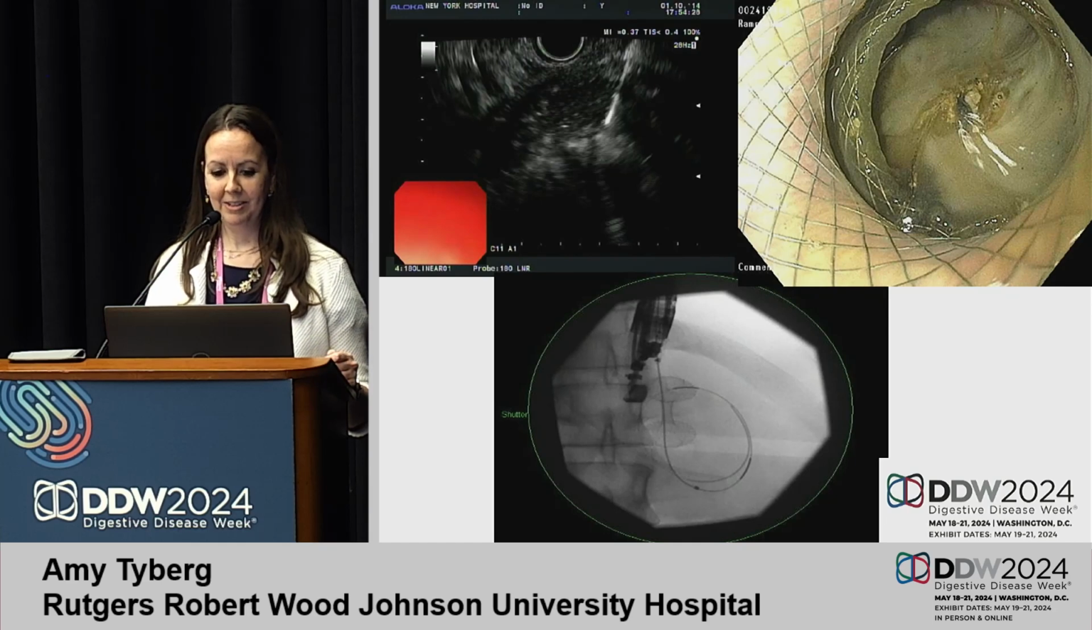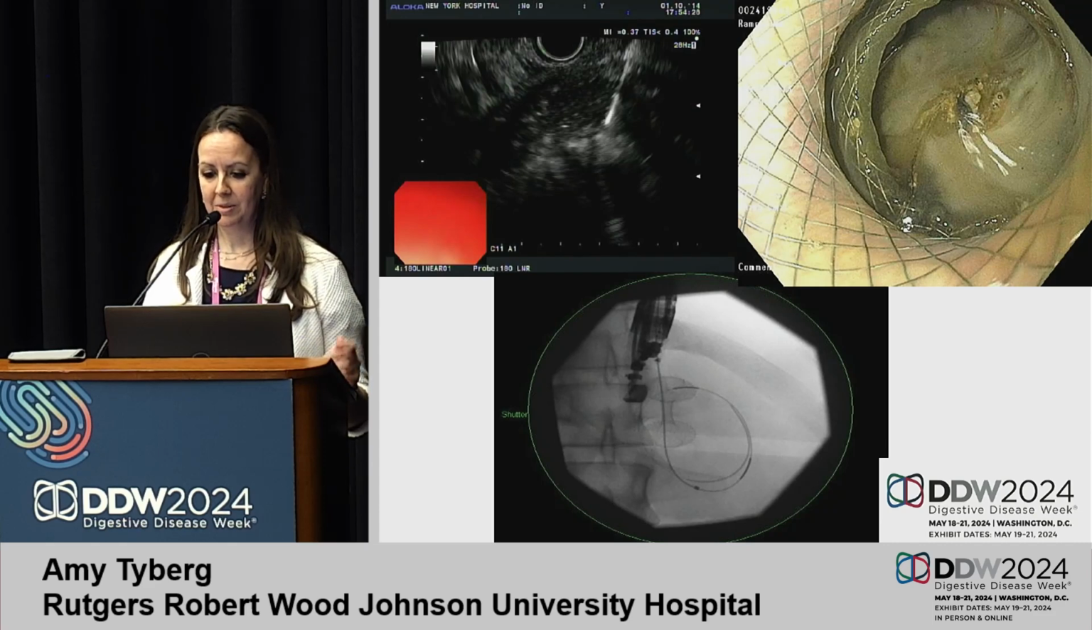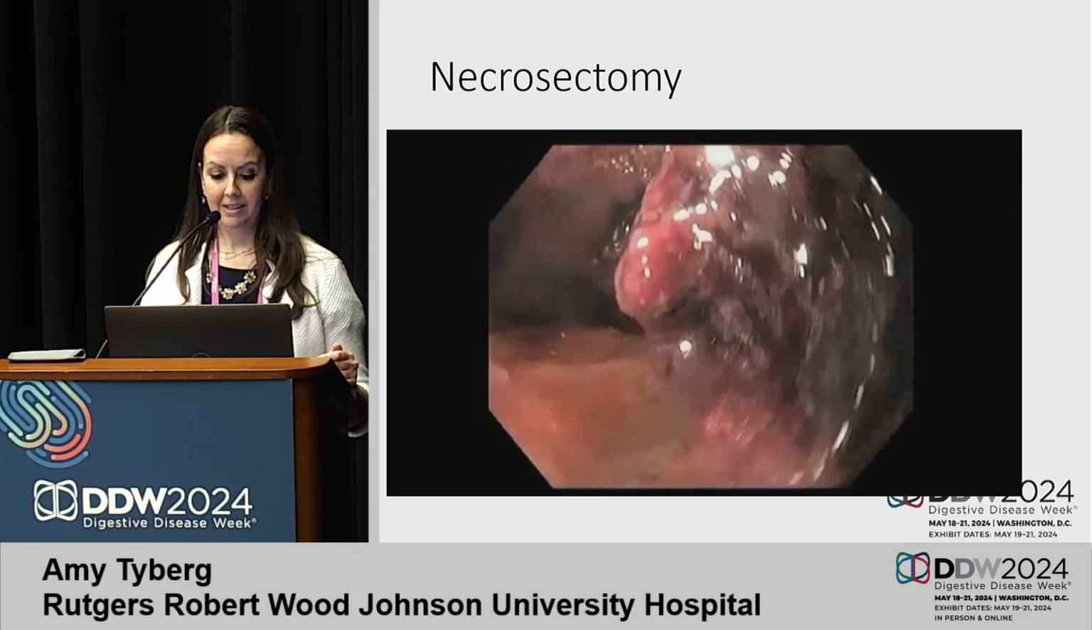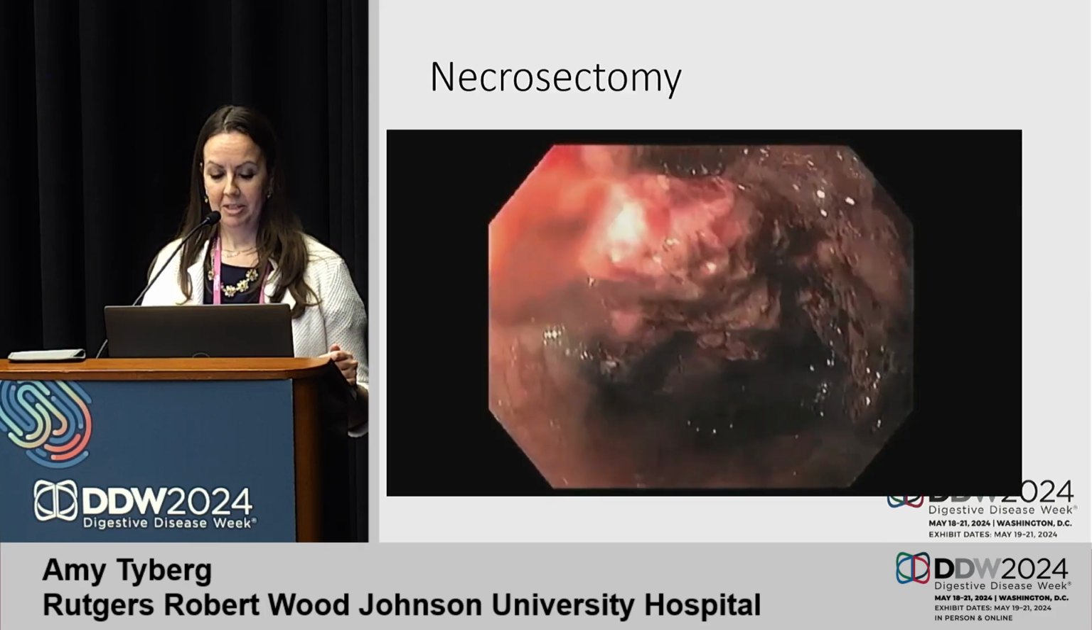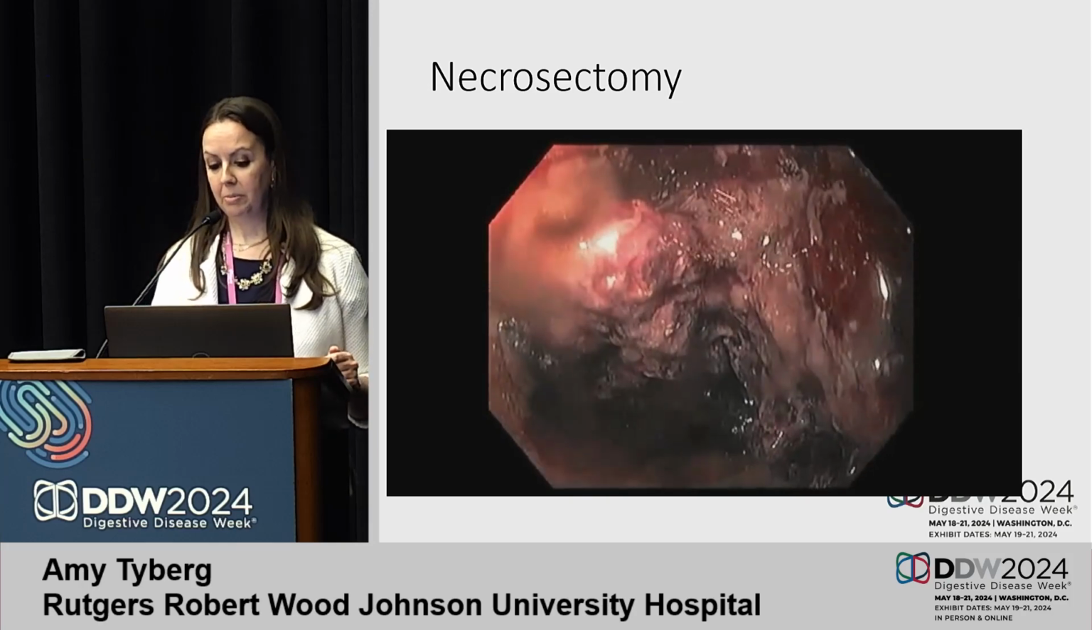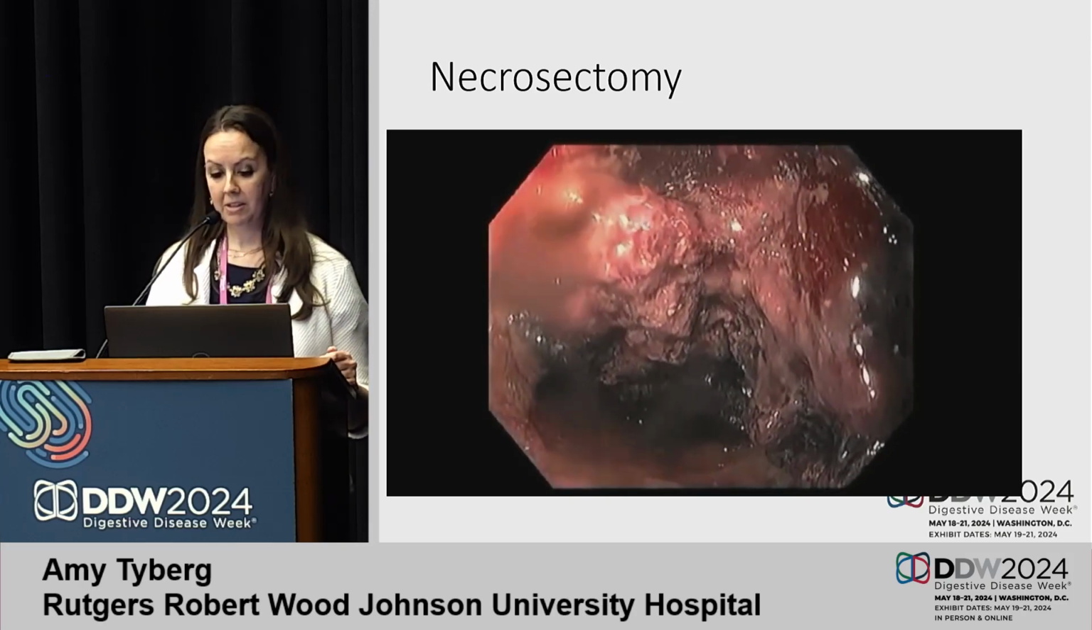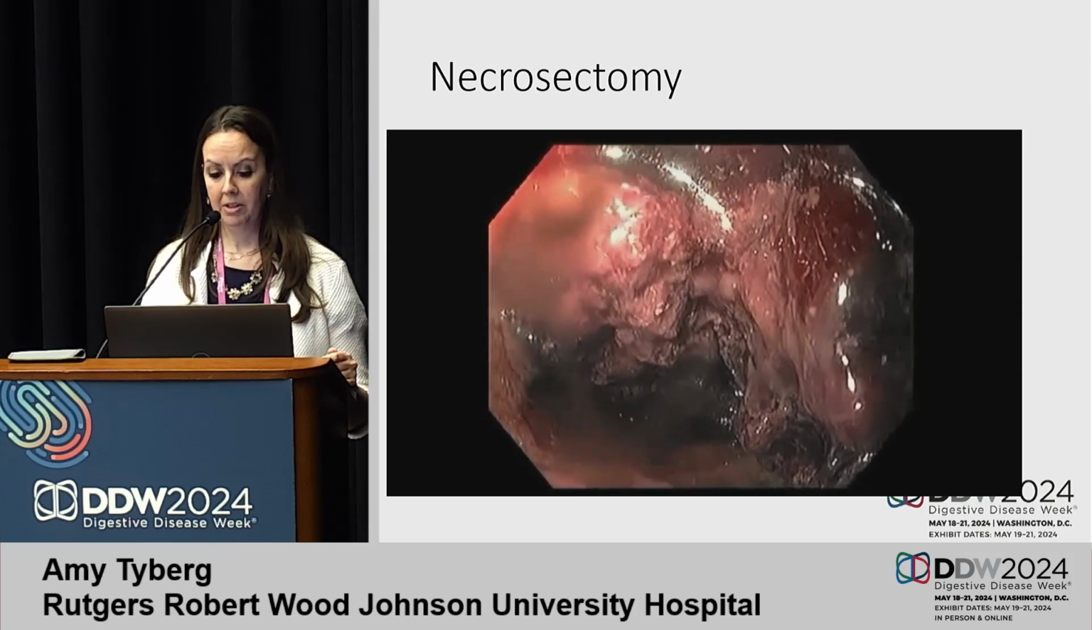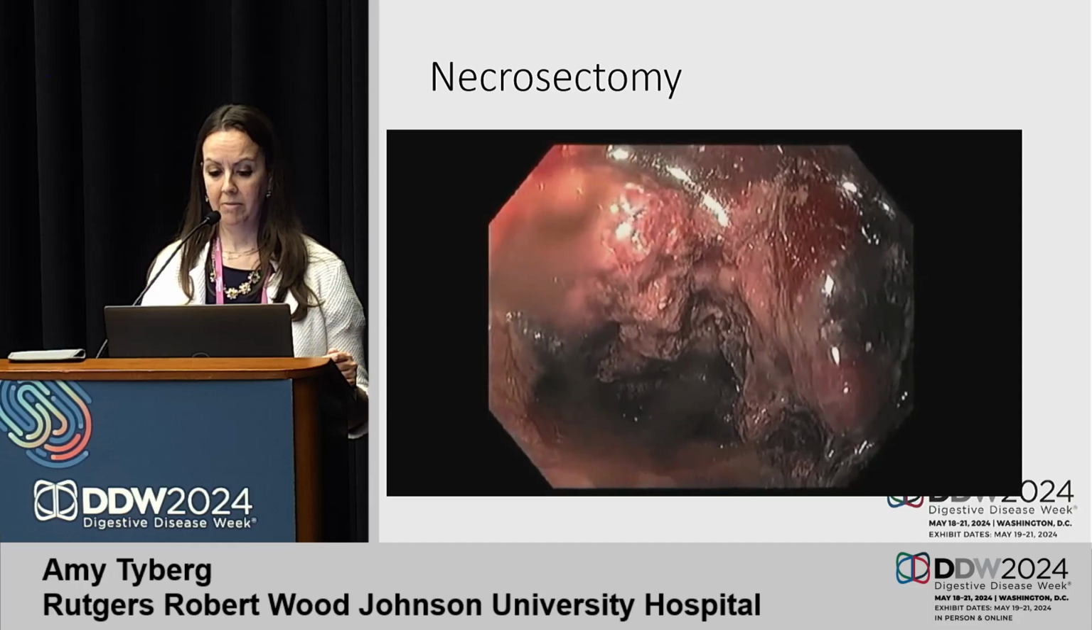And here's what it can look like when you're doing drainage of walled-off necrosis. You can see that instead of just nice purulent material, you have some solid debris here that you can see through the stent, and this is what necrosectomy can look like. Here we are actually with the scope in the cavity. You can see all the necrotic material is kind of on the superior portion of the image.